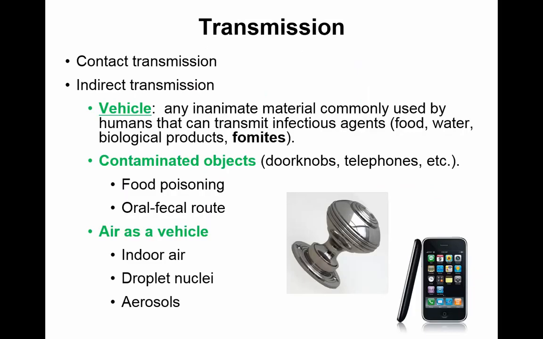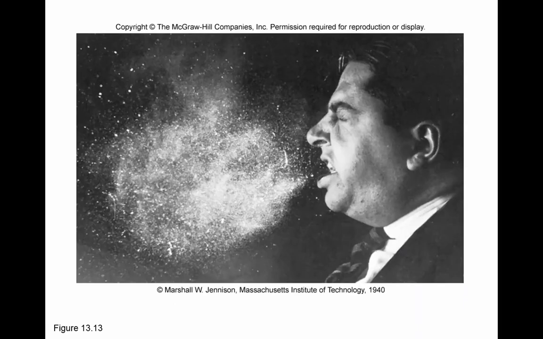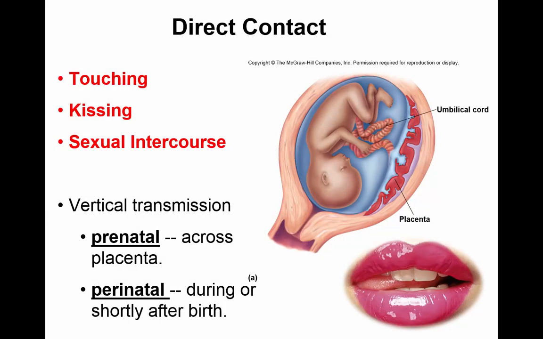Now, transmission can be contact transmission or indirect. There's always going to be some way it's transmitted by some vehicle. It can be a contaminated object like doorknobs and telephones, or it could be just the air, because in the air sometimes people sneeze and so forth, or just in the air. A lot of different things can be transmitted that way. Now, direct contact would be touching, kissing, and intercourse.